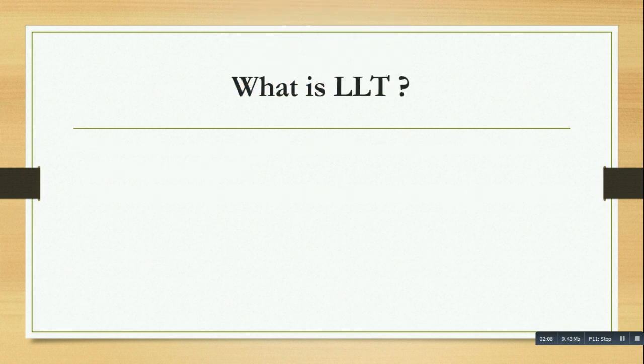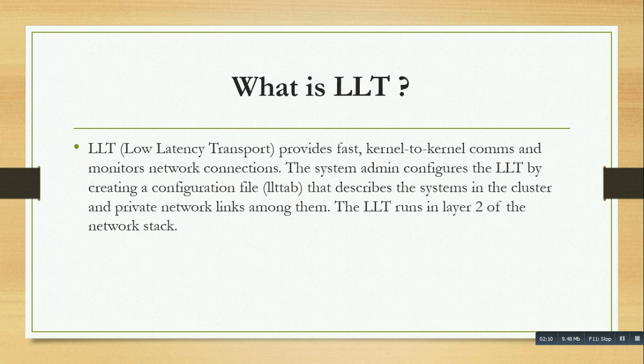And what is LLT? LLT is Low Latency Transport, which provides fast kernel to kernel communication and monitors network connections. The system admin configures LLT by creating a configuration file, llttab, that describes the systems in the cluster and provides the network links among them. And LLT runs in layer 2.